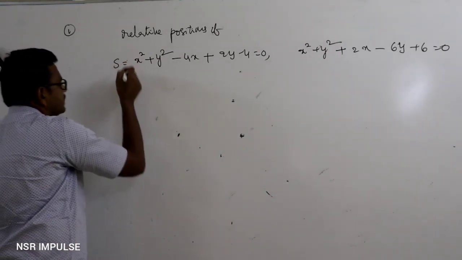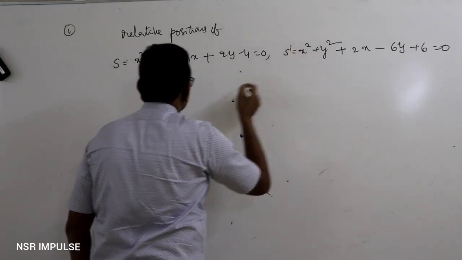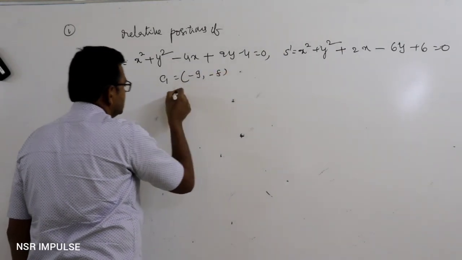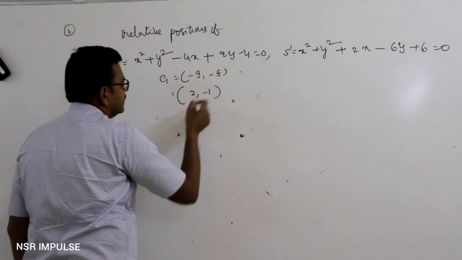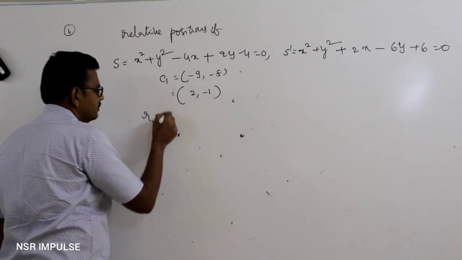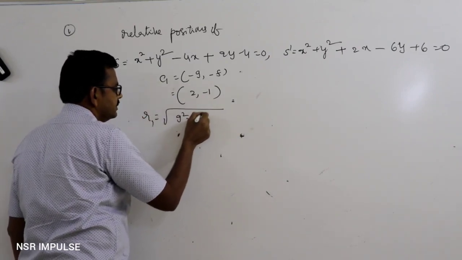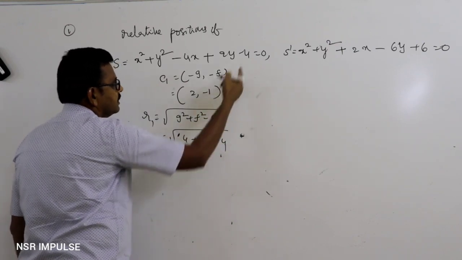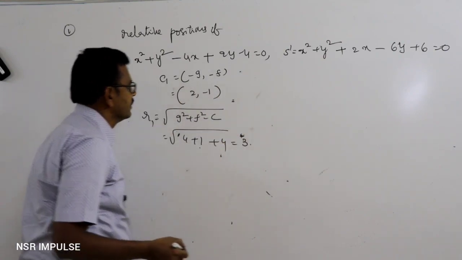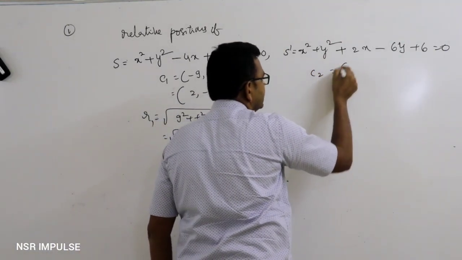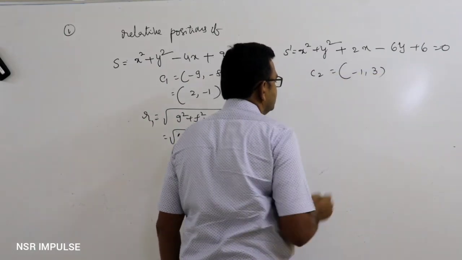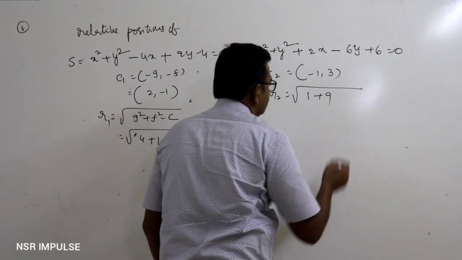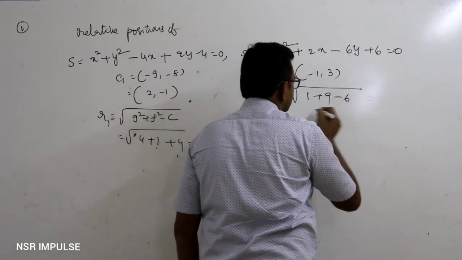So this is the circle S equal to 0, and this is S dash equal to 0. Center of the circle is minus g, minus f, that is 2 comma minus 1. Radius r1 equals root of g squared plus f squared minus c, that is root of 4 plus 1 minus of minus 4, that is 3. And the center of the second circle is minus g, minus f, that is minus 1 comma 3. Radius is root of g squared plus f squared minus c, that is 4.